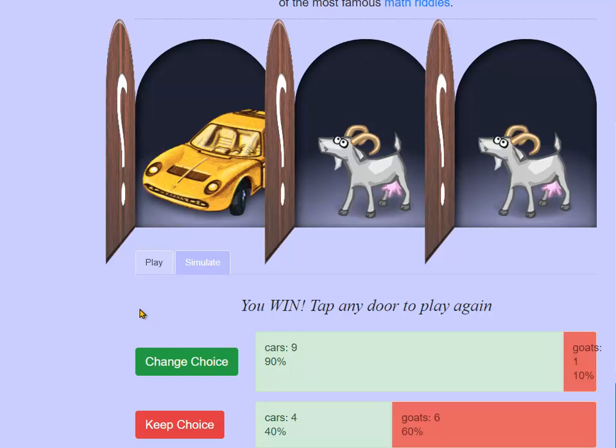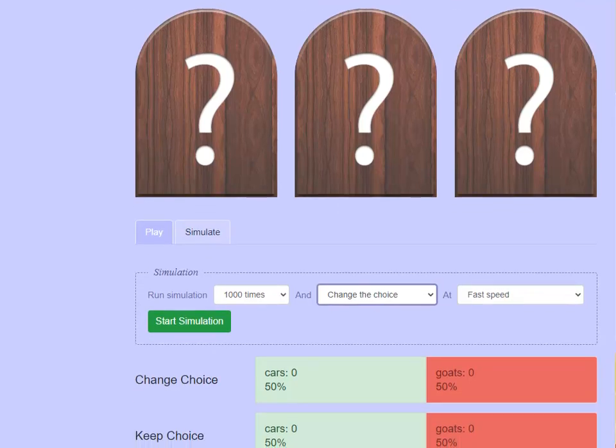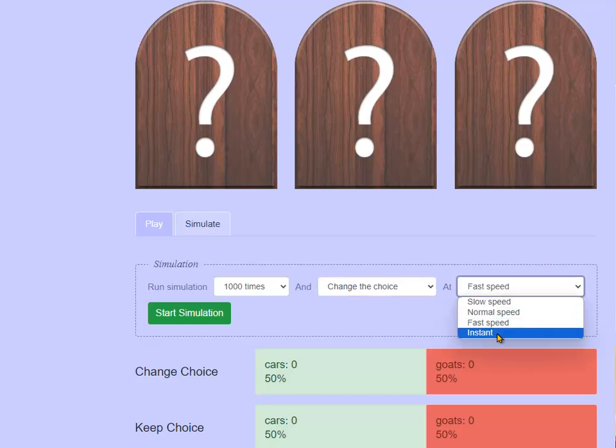This is, of course, where the law of large numbers comes in statistics. So what I'm going to do now is I'm going to click the simulate button, and I'm going to change the run simulation to 1,000 times. Change the choice, because I personally have been for many, many years convinced by the answer that this will be to my benefit. I have to scroll up a little bit here, and then do this instantly.